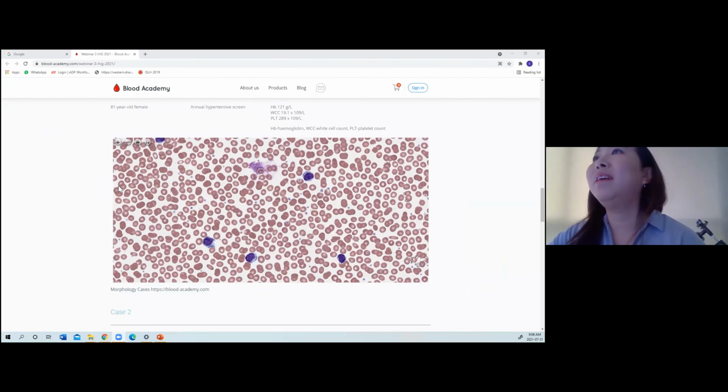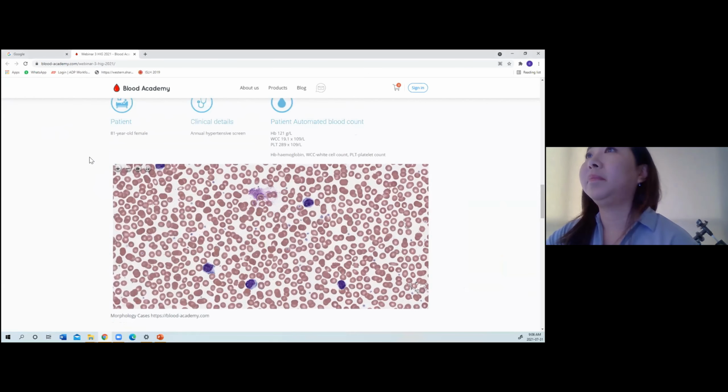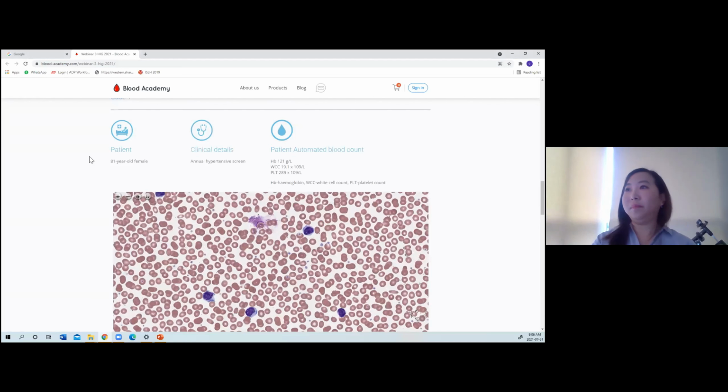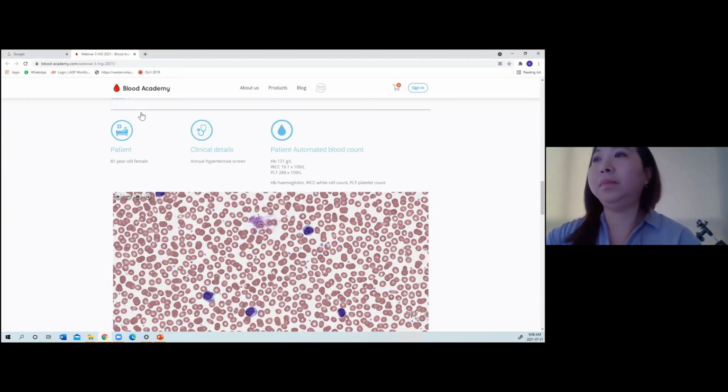Perfect, excellent. So just as an introduction to the case, the first case is an 81-year-old female. The blood film was done as part of the annual hypertensive screen, probably reflex from the increase in the white cell count. The hemoglobin is normal, the platelet count is normal, and as I've already mentioned, the white cell count is slightly higher than what it should be.